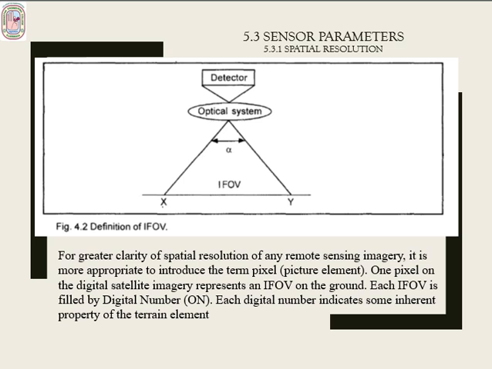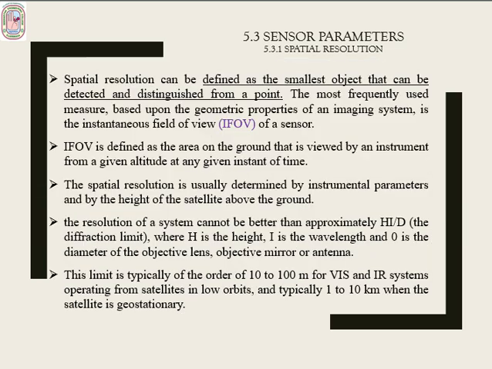For greater clarity of spatial resolution of any remote sensing imagery, it is more appropriate to introduce the term pixel, or picture element. So, one pixel on the digital satellite imagery represents an IFOV on the ground. Each IFOV is filled by a digital number. Each digital number indicates some inherent property of the terrain element. So, IFOV is nothing but a digital element. Coming back to the slide, IFOV is defined as the area on the ground that is viewed by an instrument from a given altitude at any given instant of time.